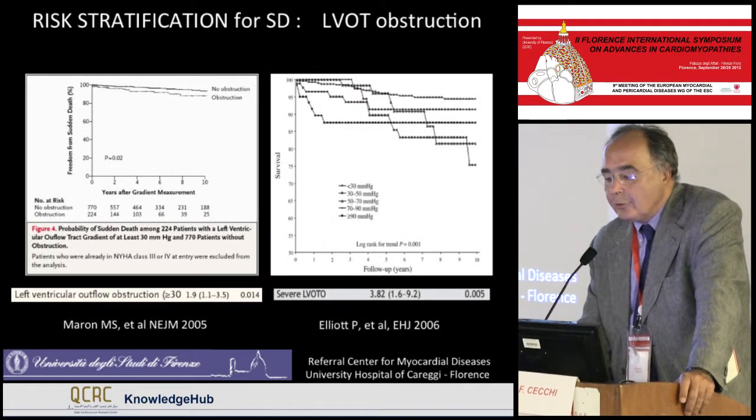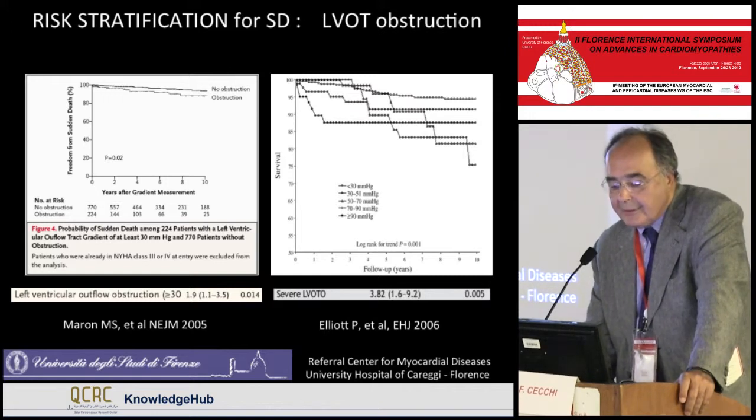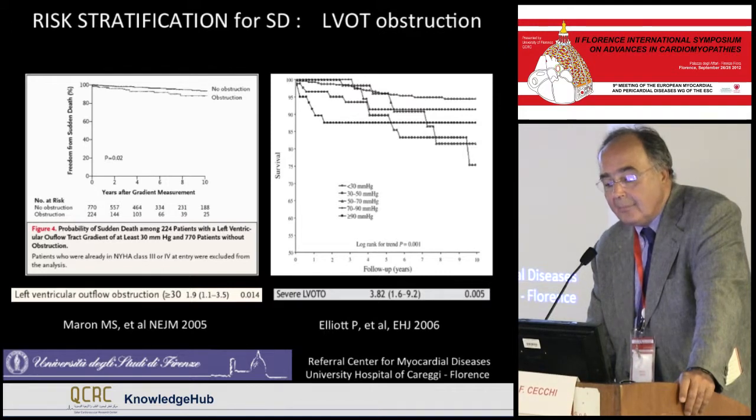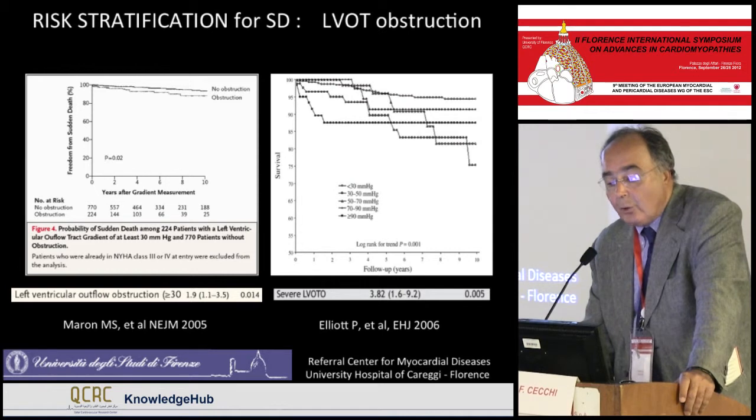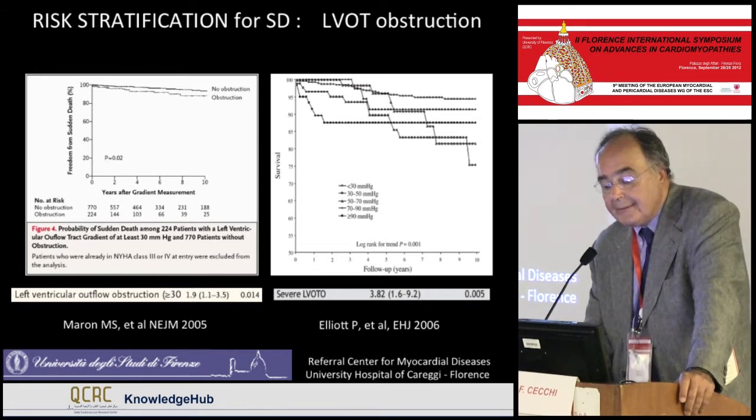Now, what about obstruction? Obstruction is not considered in the algorithm. It has been considered in the latest guidelines, published in 2011 by the American group. And as you can see, about 10 years ago, we showed that if you have obstruction, you have a clear, mild increase in sudden death.